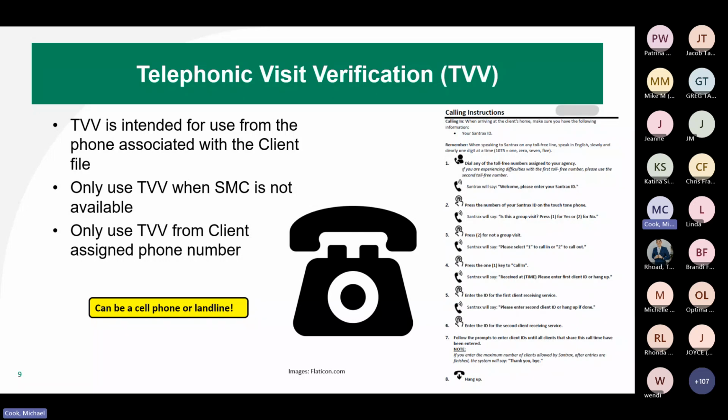Because if you're using telephonic visit verification, the phone call needs to come from a phone number that's associated with the client. We also encourage providers to only use TVV when SanData Mobile Connect is not available. Again, that's mobile visit verification. And you should only use TVV from the client assigned phone number. This phone number can also be a cell phone or it can be a landline.